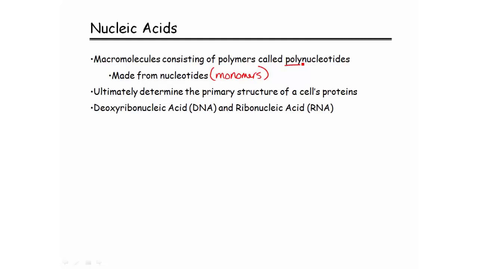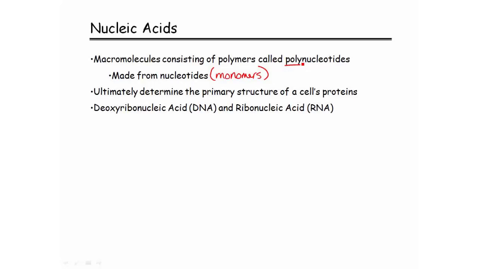We say that they're very, very large because in this case, we're talking about linking together as many as 200 million nucleotides. These are going to be responsible ultimately for determining the primary structure of a cell's proteins. So these will form the blueprint or hold the information that the cell will need to actually make its working molecules. We have two examples of nucleic acids. They are deoxyribonucleic acid, which is known as DNA, and then ribonucleic acid, which is known as RNA.